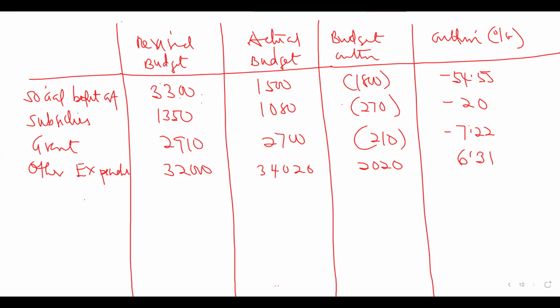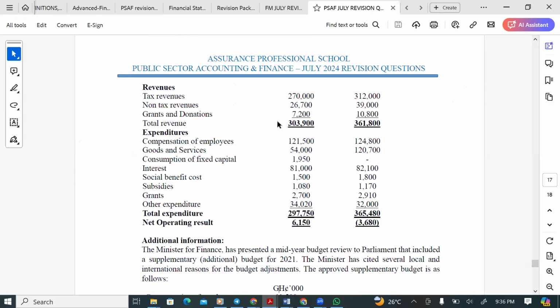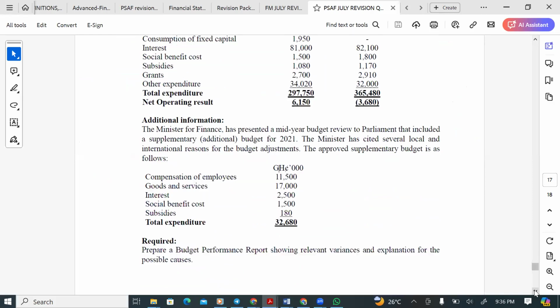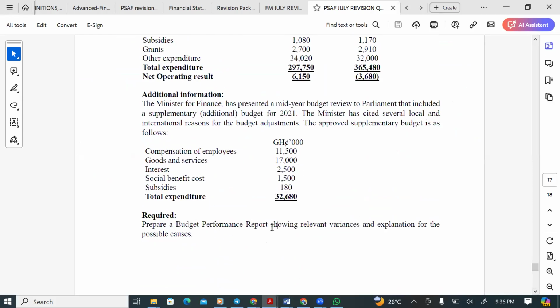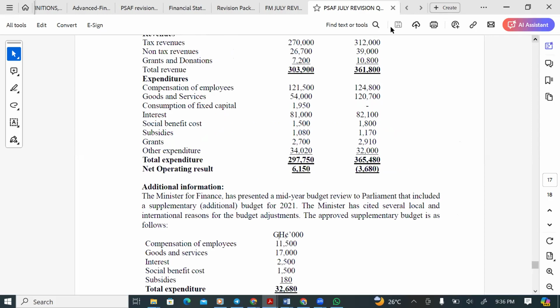Okay. So let me see if there's something. You can also do it for the total revenue or just ignore. Net operating, you can also ignore that one. There's no problem with that. So they say this is a budget performance report. It should show relevant variances and explanation for the possible causes. So those are the figures that we have calculated and the variances.